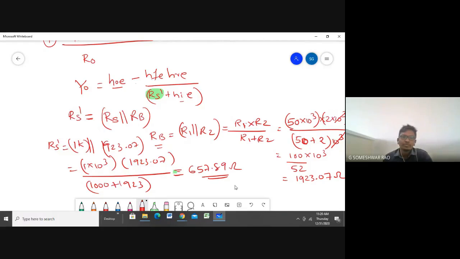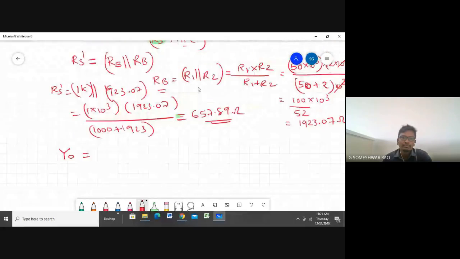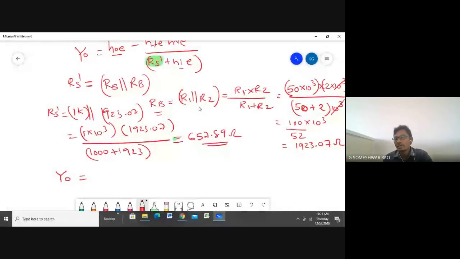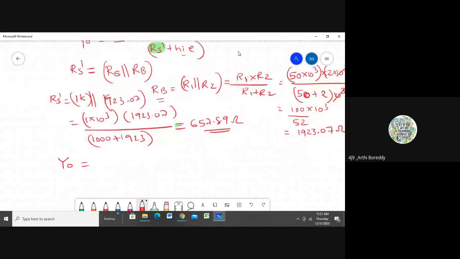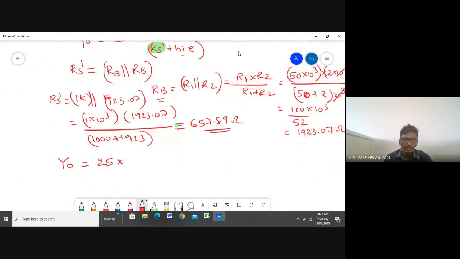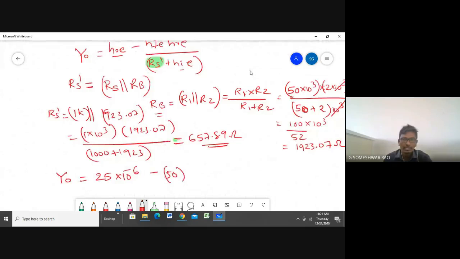So Y naught is equal to, are you people writing along with me or shall I give some time? HOE. Tell me the value of HOE. What is the value you have? HOE value. 25 microamperes per volt. Micro means 10 power minus 6. HFE is 50 into HRE.